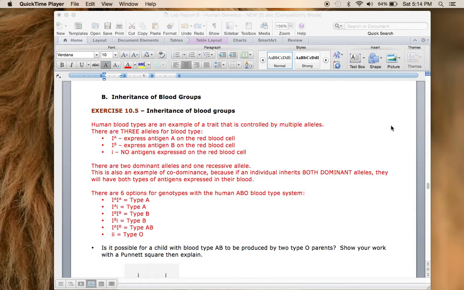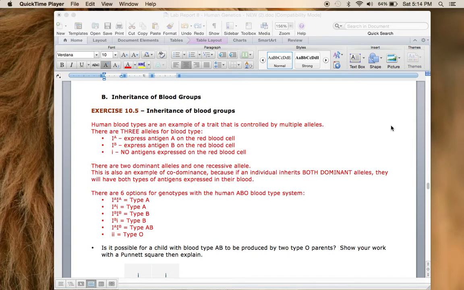Next, let's look at the inheritance of blood groups. Human blood types are an example of a trait that's controlled by multiple alleles. There are 3 alleles that will control this trait in humans. We use I to annotate these alleles. So you have I with an uppercase superscript A, and then an I with a superscript B, and then a lowercase i. So the 2 uppercase I's are the 2 dominant alleles.